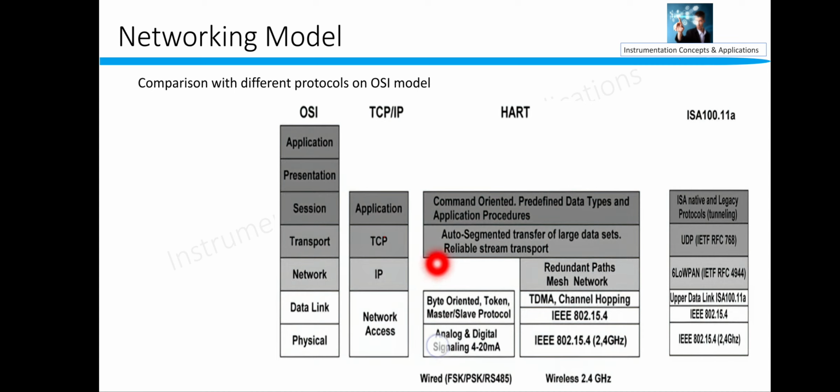This is the International Society of Automation. This is being followed mainly in the USA, and wireless HART and ISA 100.11a are more or less similar, with very minute differences. The only difference is that wireless HART technology is internationally accepted, and the ISA standard is only accepted in the USA.